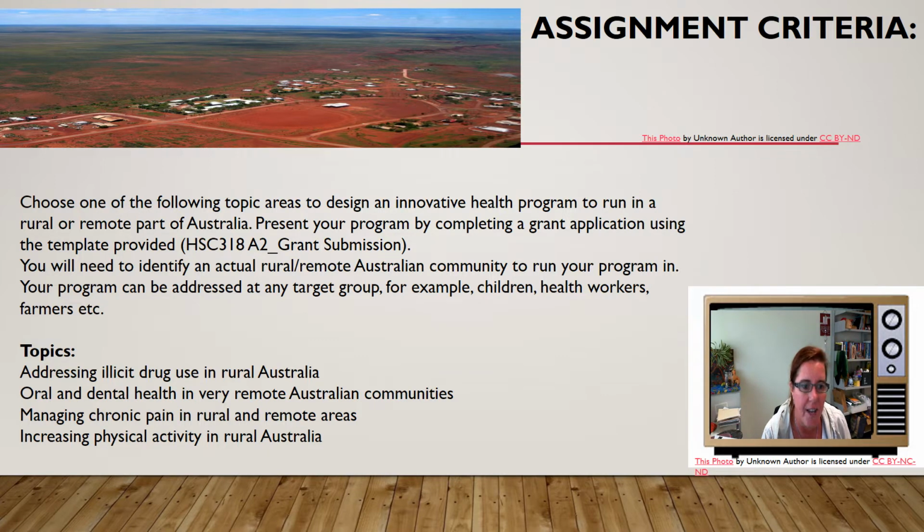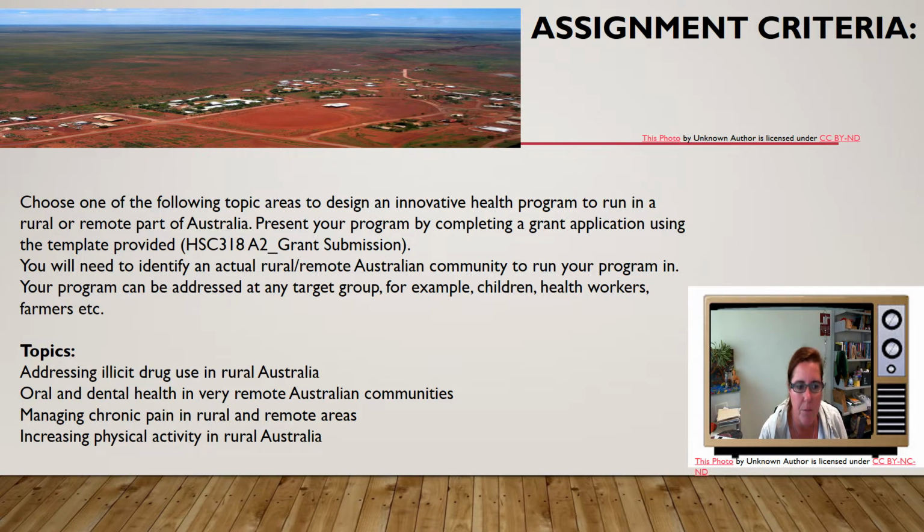You need to identify an actual rural and remote Australian community to run your program in, so you can't just make up a pretend community. We want you to be looking around. If you live in Victoria, you might choose a rural remote area around Victoria region, and so forth, okay? If you're a little bit stuck on that, just get in contact with me and let me know. Or have a look in Module 1 and 2, where we actually take you to some of the maps that show you how we locate and allocate funding and so forth for different rural and remote areas. So you'll be able to maybe choose a place from those mappings.